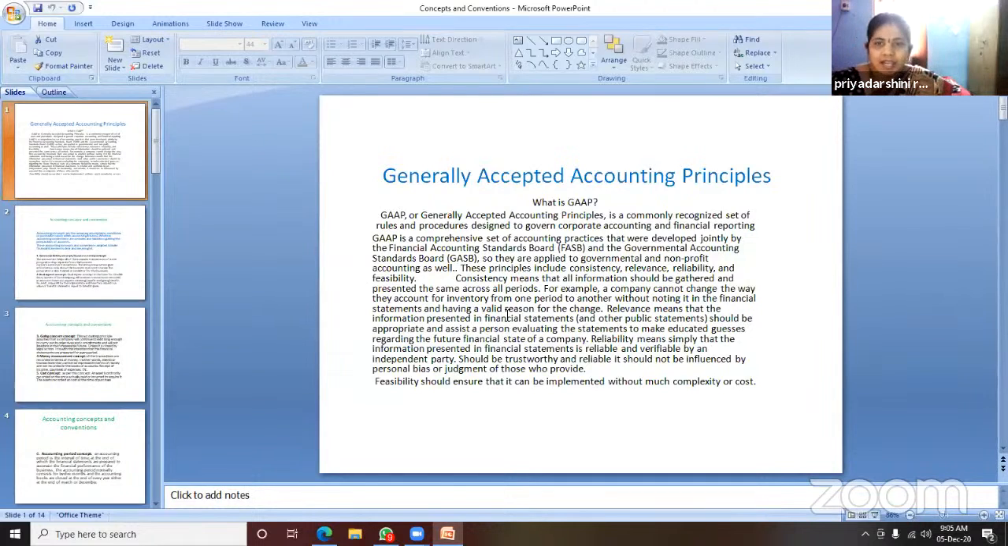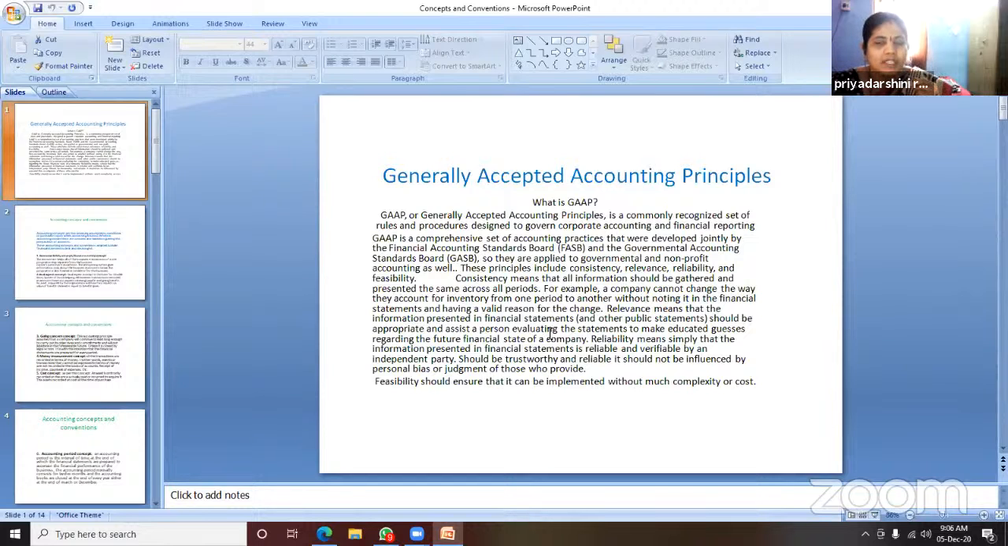So next is relevance. Relevance means that the information presented in financial statements should be appropriate and assist a person evaluating the statements to make educated guesses. So what is relevance? Who needs information? The accounting users, external users as well as internal users, use the accounting information. They need the accounting information. So in order to get the information, they need relevant information, whatever is related to them.